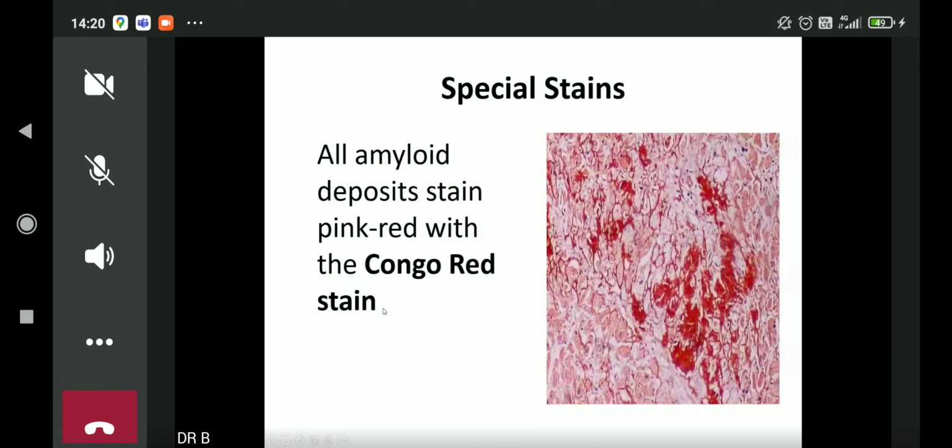I had talked about it way before in my presentation that you have a cross-pleated sheet appearance which takes up the Congo red molecules to give a reddish stain. So this red color confirms the presence of amyloid.